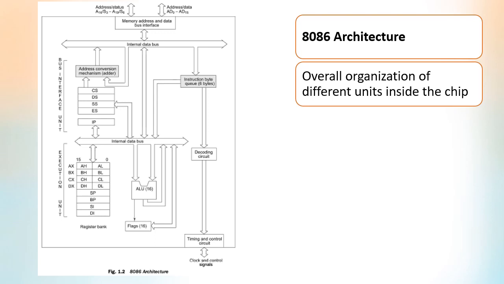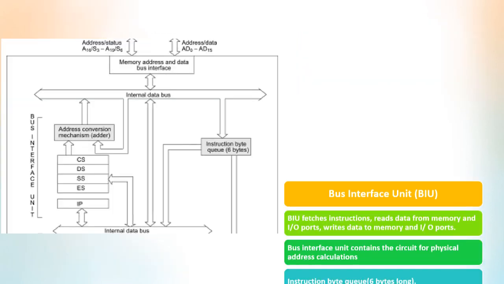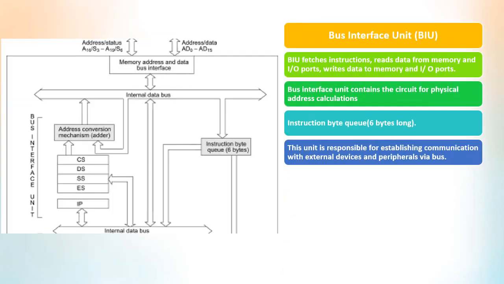In the 8086 architecture, there are mainly two units. The first one is the bus interface unit, and the second one is the execution unit. Bus interface unit is responsible for establishing communication with external devices. The bus interface unit fetches instructions and data from memory and brings them to the microprocessor. The instructions fetched by the bus interface unit will be executed by the execution unit.